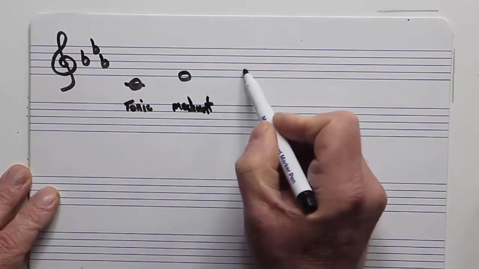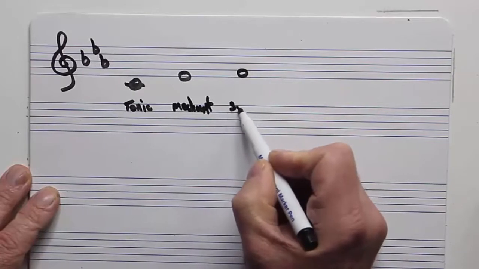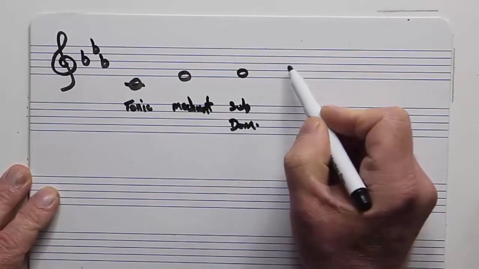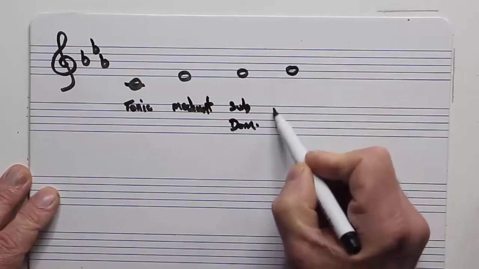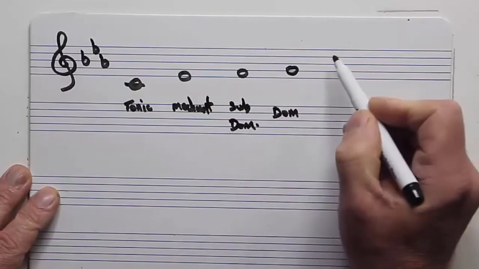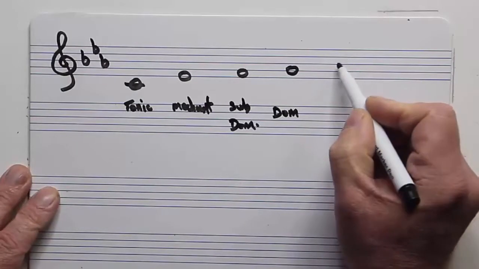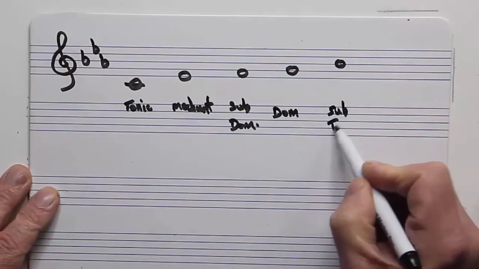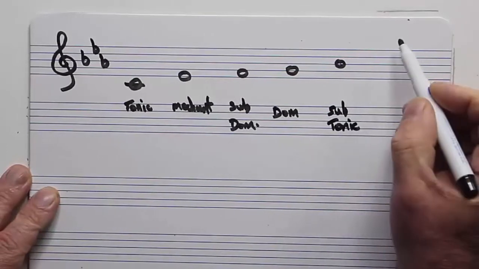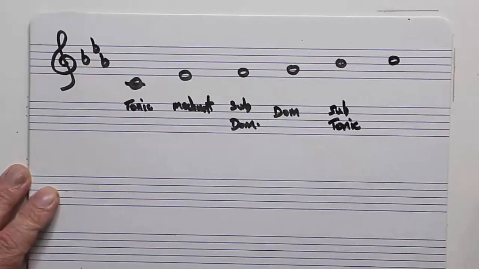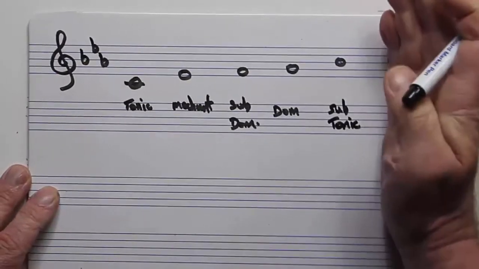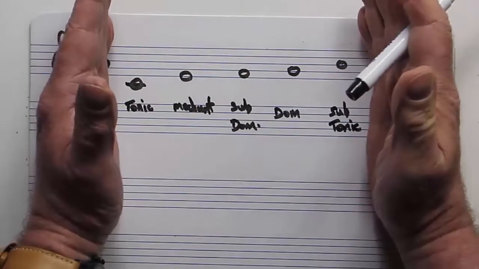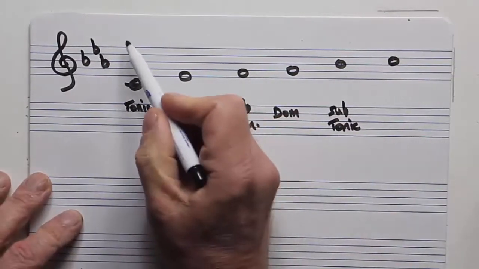And then we go to the subdominant, which is that F. And then the dominant, and then we've got the subtonic, because it's a B flat, and then we go to the tonic. Okay, so that's a five note scale again. If you're looking at it, it's from a major scale.